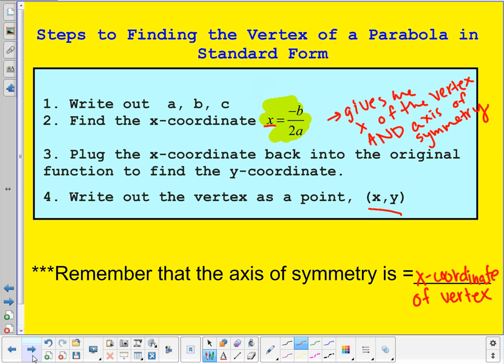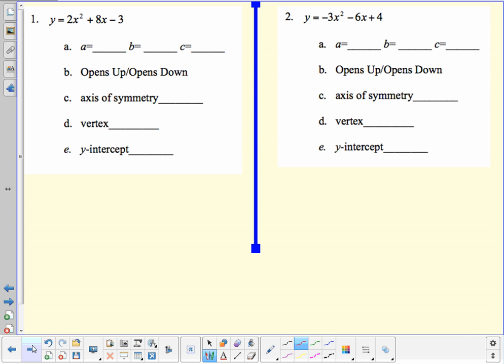Okay, so we're going to see what that looks like. Let's try one. Number 1, we have the equation y equals 2x squared plus 8x minus 3. So a good thing to know: what's your a, what's your b, what's your c? A is with the x squared term, b is with the x term, and c is the constant at the end. Next, you can determine right away if it opens up or opens down. You look at that a term, and since a is positive, I know that this graph is going to open up. And you can tell yourself why so that you have these in your notes: a is positive.